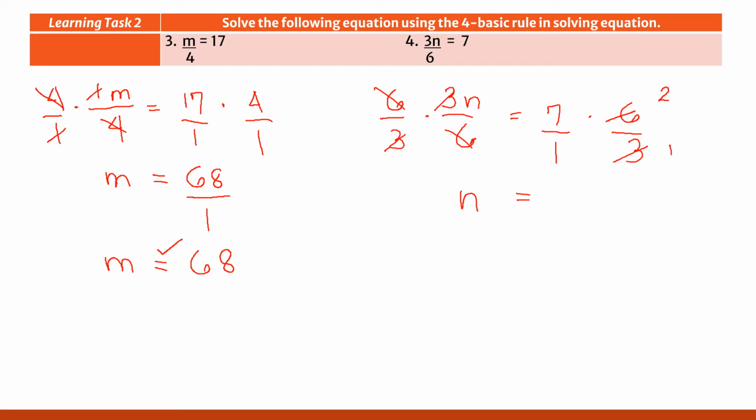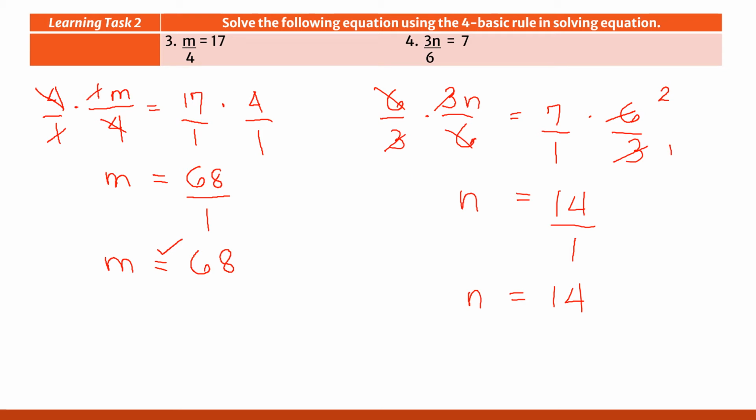So, pwede na ba nating i-times or i-multiply? Wala nang makakancel. Pwede na. So, what is 7 times 2? The answer is 14. What is 1 times 1? The answer is 1. And again, any number divided by 1 is the number itself. So, check lang natin, is 14 correct in this problem?